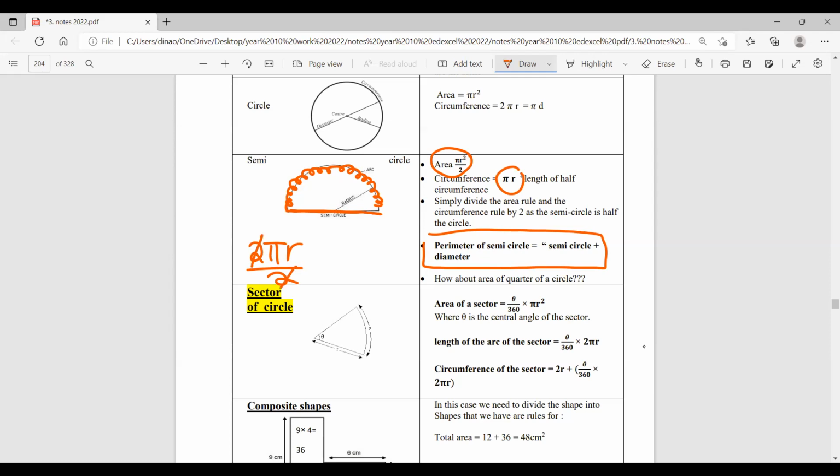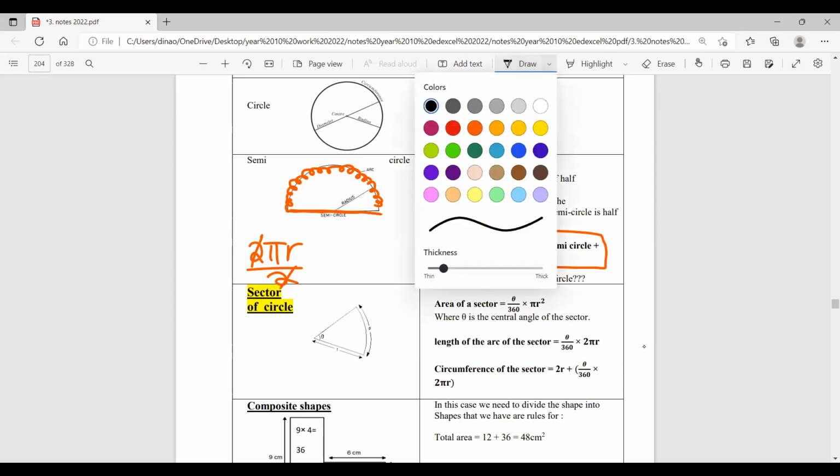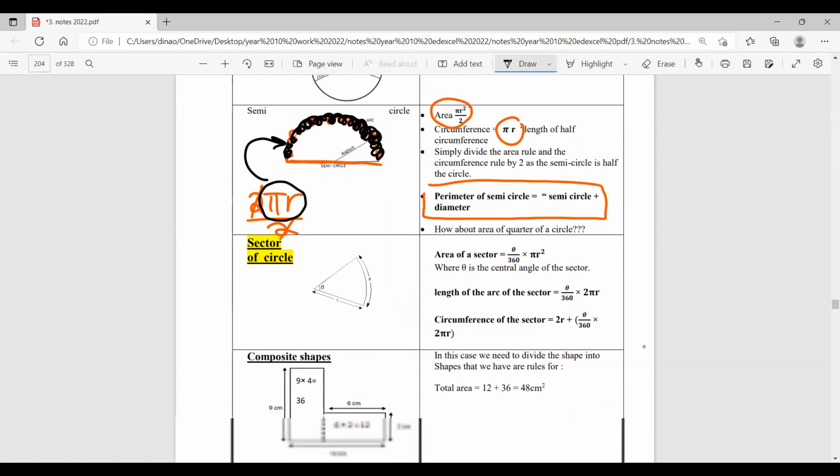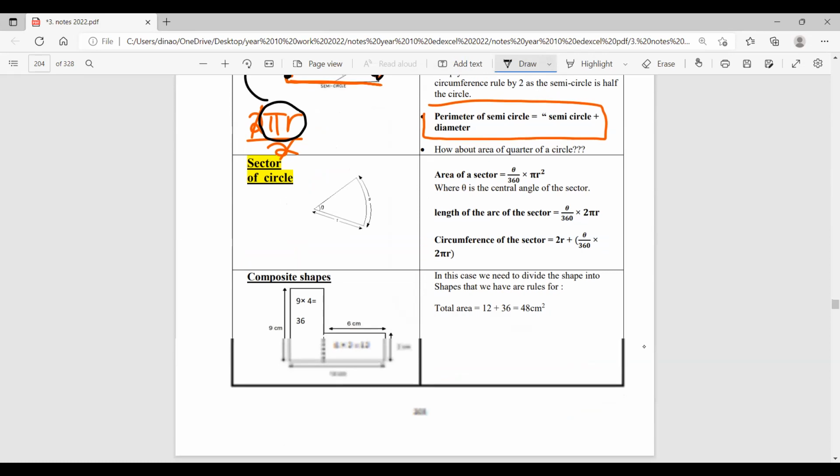It's only the curved part. If the question is related to the perimeter of semicircles, it won't be just find the length of the curved part, it will be find the perimeter. So pi r calculates only this part. If I was asked to find the perimeter, then I add the diameter to it. Sector we explained, composite we did, I guess that's almost everything.